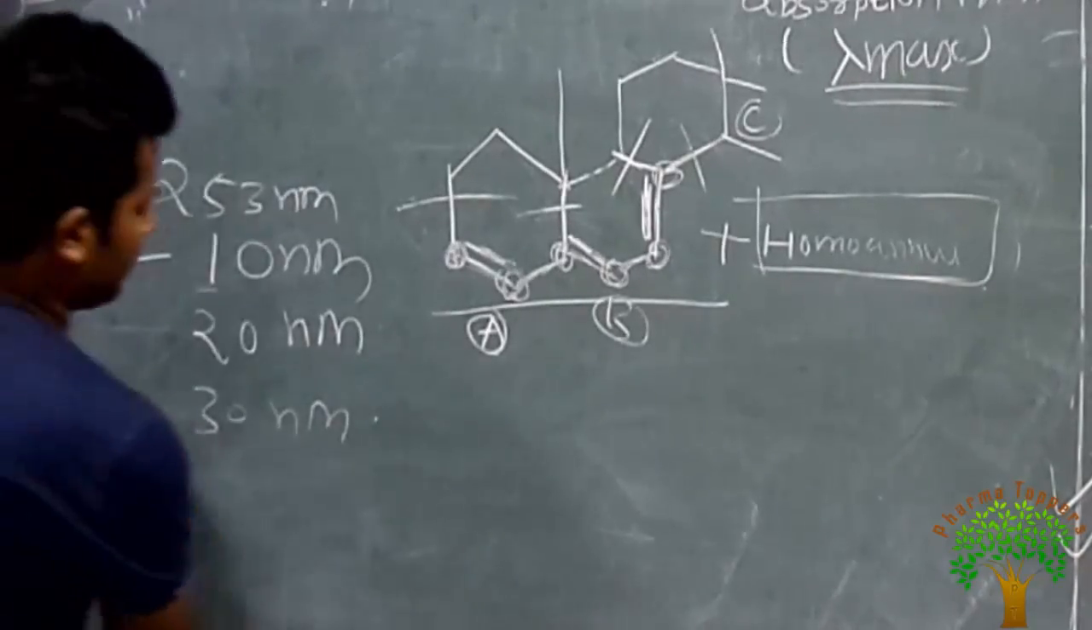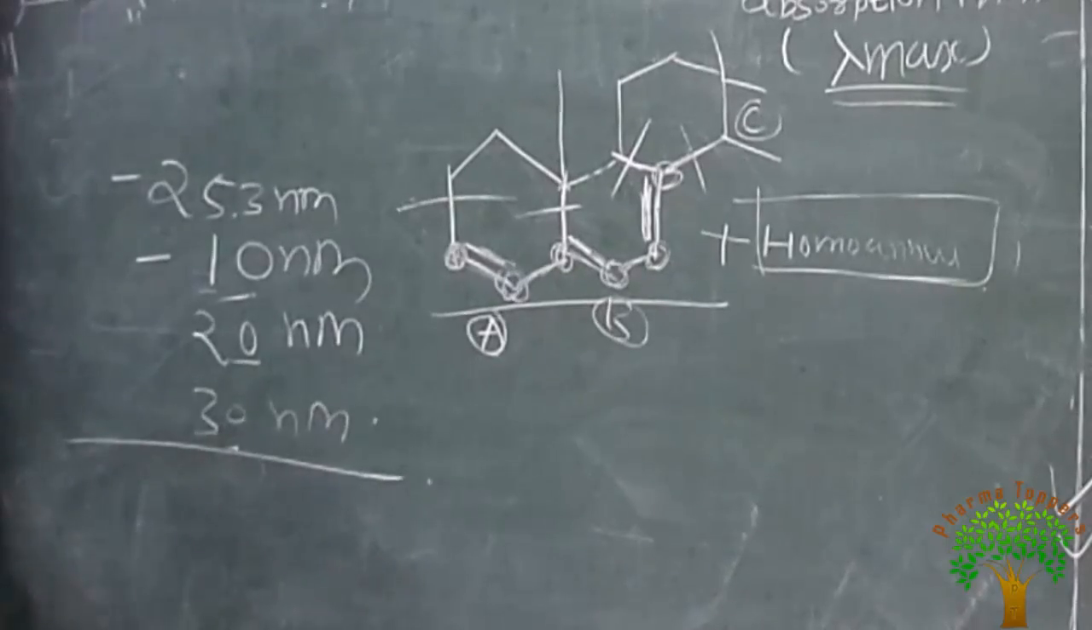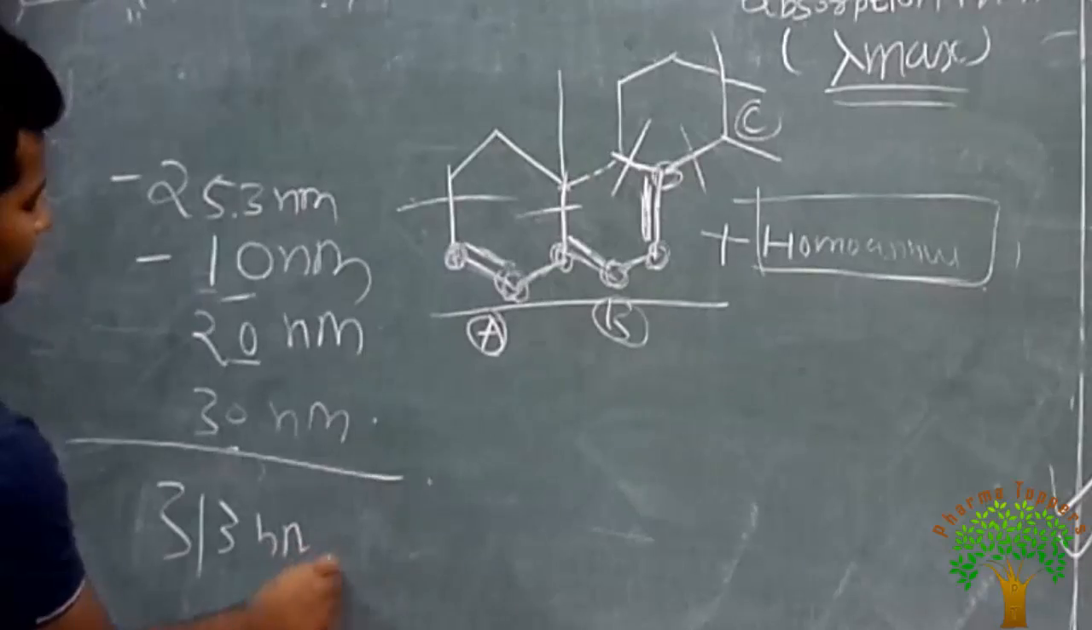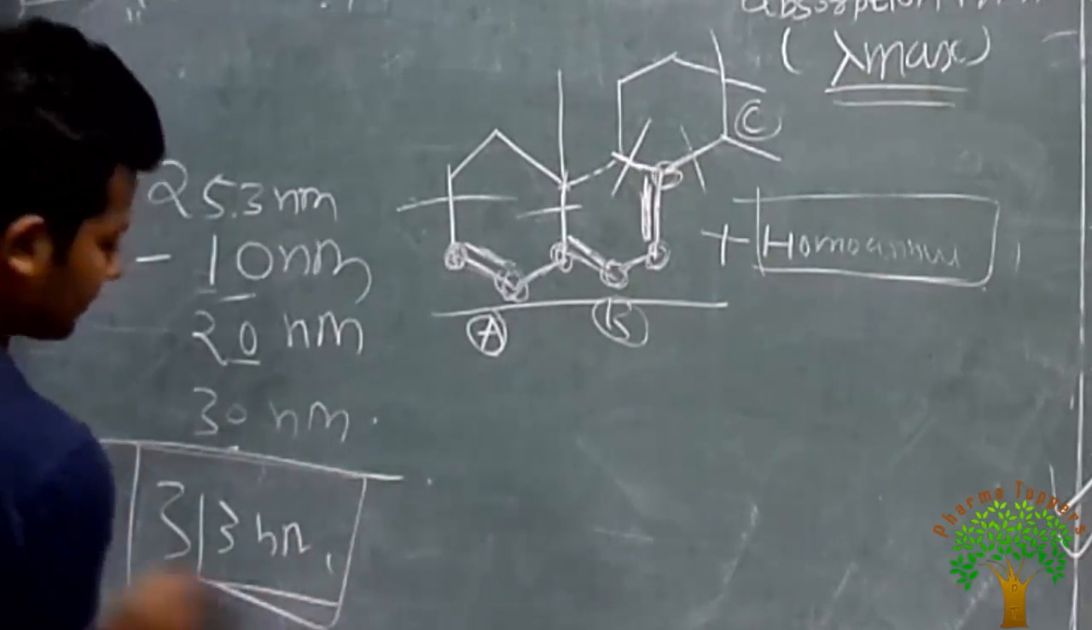And calculate for all these: 30, 50, 60 and 53. Around 330 nanometer. This is our final answer. Yes, 330 nanometer is our final answer.